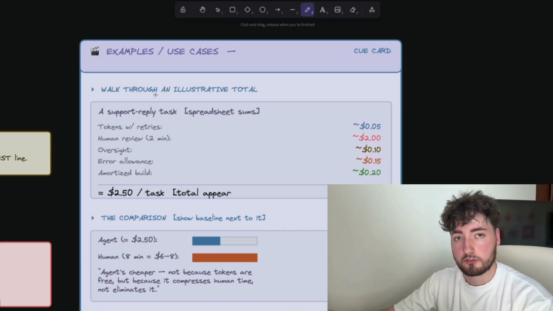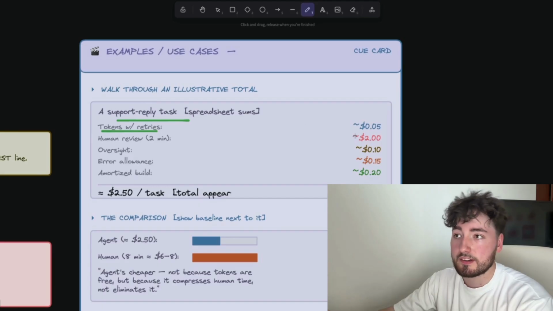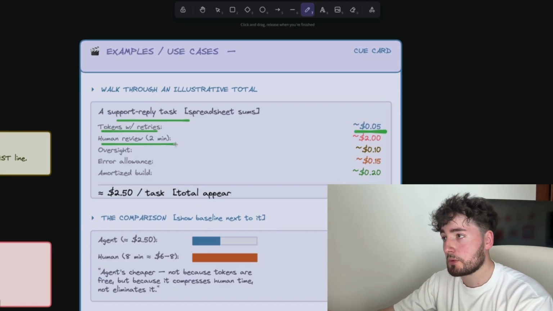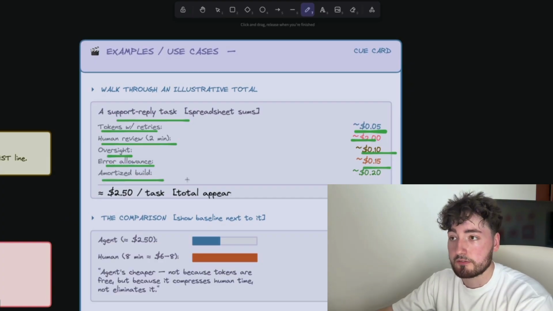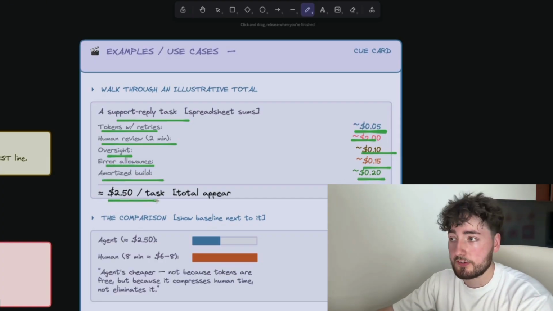Let's total an illustrative one together. A support reply task, tokens with retries, let's say about 5 cents. Human review at an estimated 2 minutes is $2. Oversight, let's say about 10 cents. Error allowance at 15 cents. And amortized build at decent volume, let's say 20 cents. So let's call it roughly $2.50 per task.